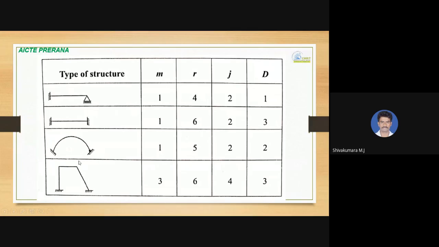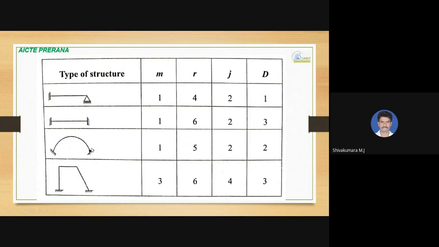To apply the same formula for other structures: this is also a beam, this is an arch, this is a frame. 3M plus R minus 3J formula you can apply. Here, when it comes to this arch section, one side it is fixed support and another side it is hinge. So fixed support, 3 number of reactions, and hinged support or pin jointed, it is 2 number of reactions.